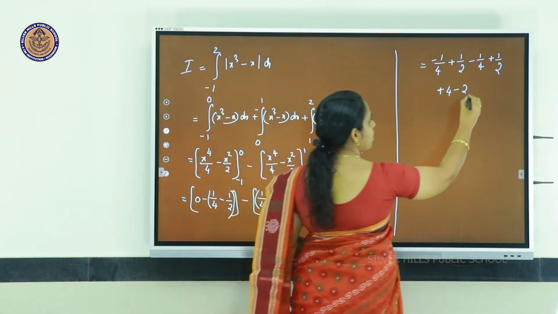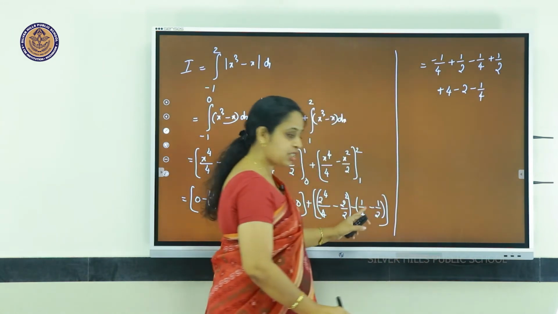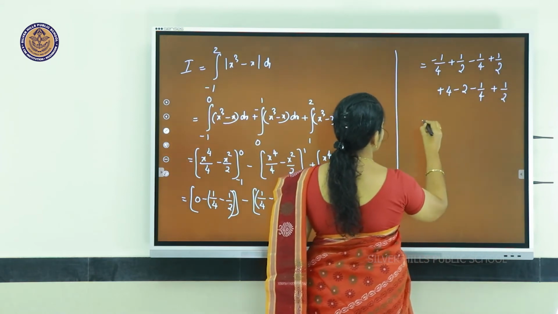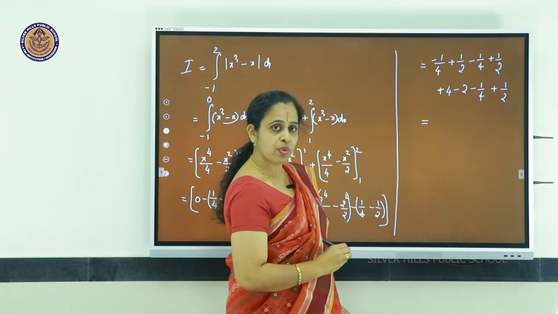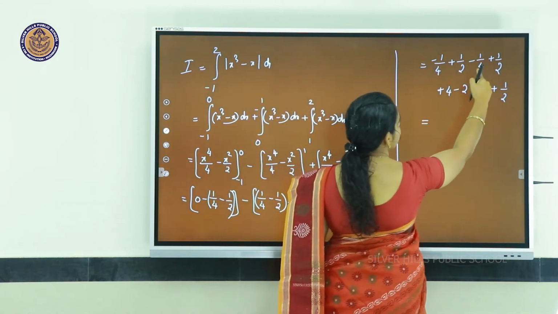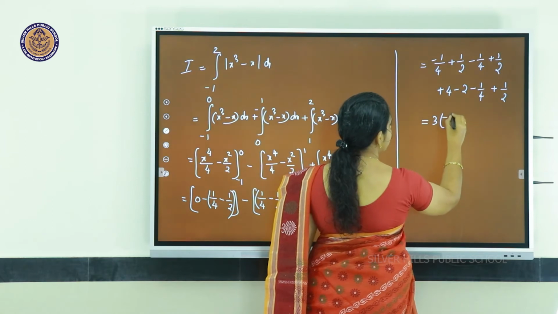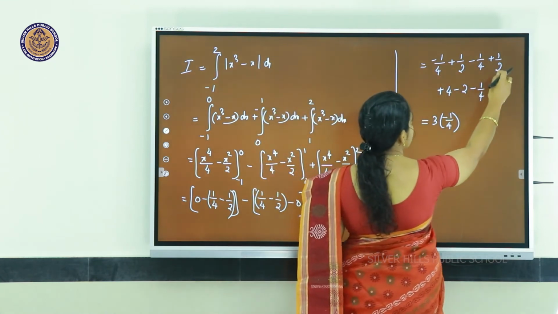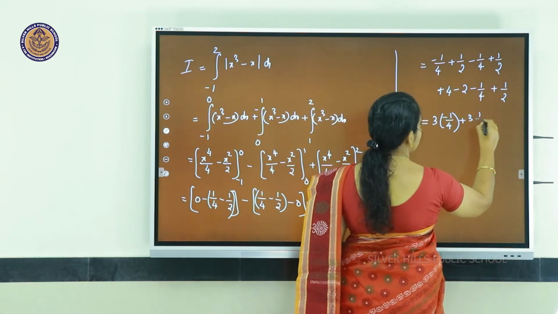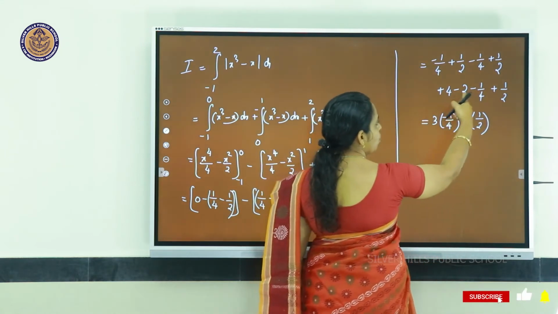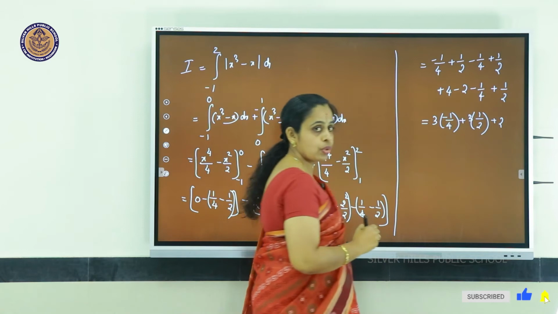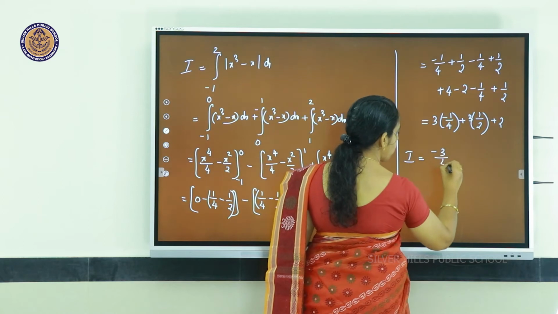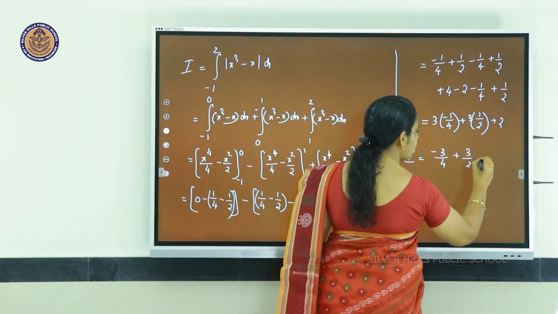Now comes minus 1 by 4, plus 1 by 2, plus 1 by 2. How many minus 1 by 4s are there? 1, 2, 3. 3 times minus 1 by 4. Then 1 by 2s, 1 by 2, 1 by 2, 1 by 2, 3 times 1 by 2. Now 4 minus 2, 2. So we can write I equal to minus 3 by 4 plus 3 by 2 plus 2.